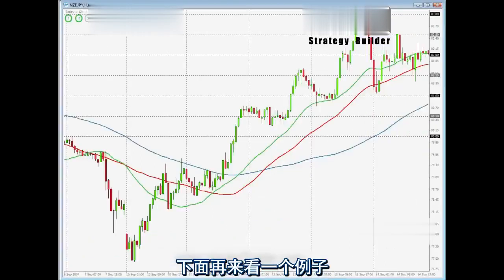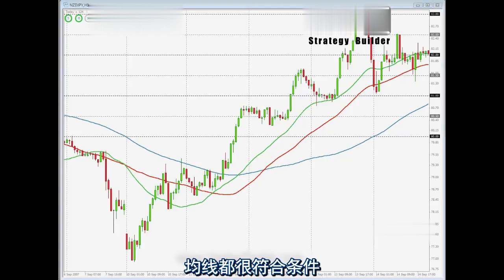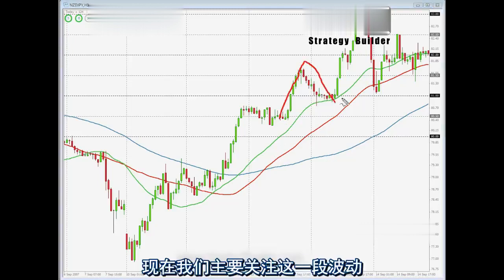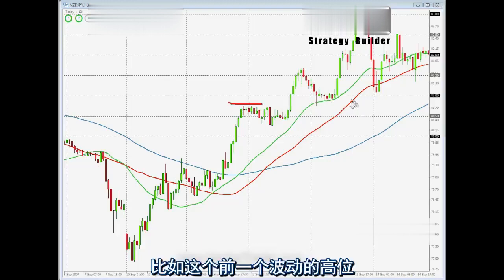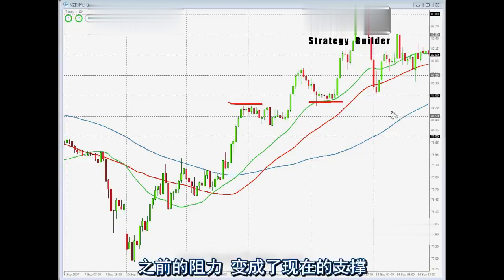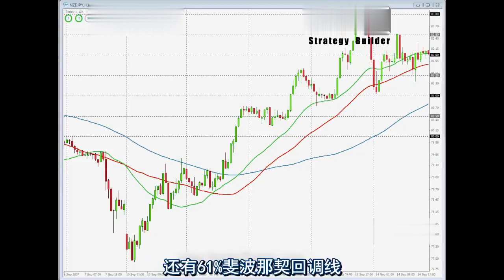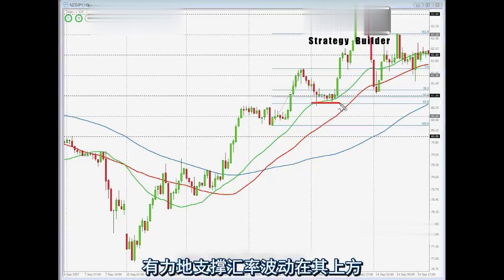Okay, let me now show you another example, yet another one. Why not? In this example, we have another trending scenario as per the moving averages. Also, I'm going to be focusing on this swing here. We have an area of confluence around there. We have the previous swing high, former resistance now working as support. Also, we have a Fibonacci level at that level as well. It's the 61 Fibonacci level, which is actually holding price above.